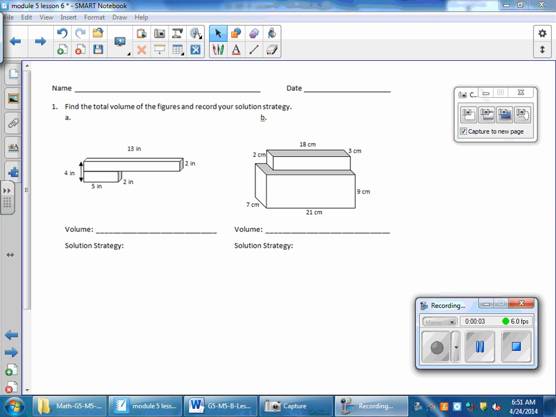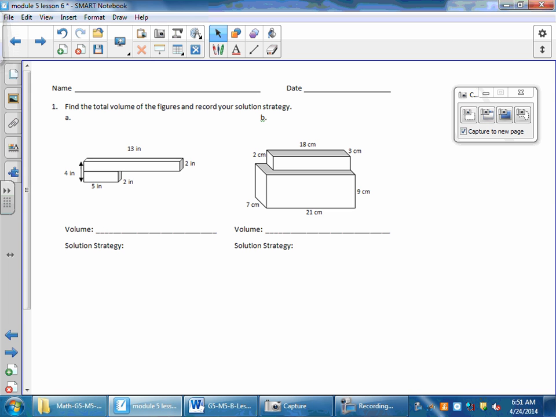Volume lesson 6 from module 5, and it's our homework. We're finding the total volume of rectangular prisms that are put together, or composite.